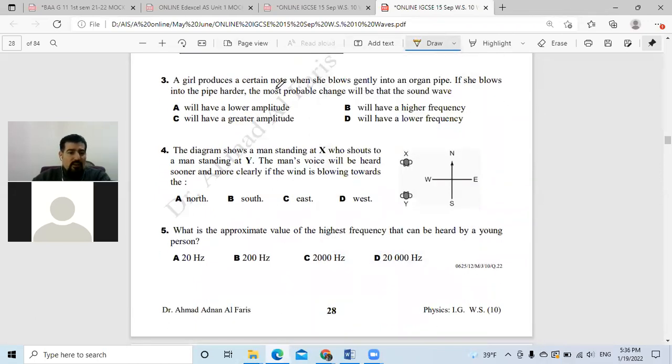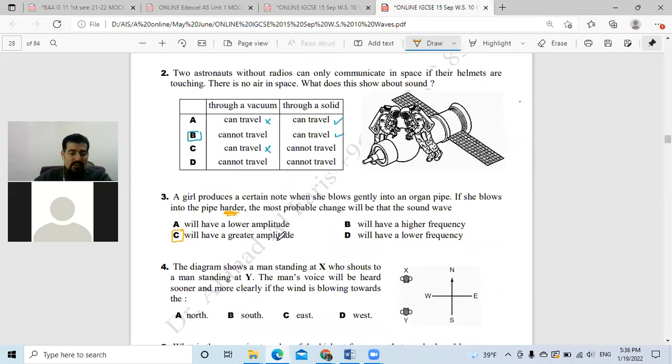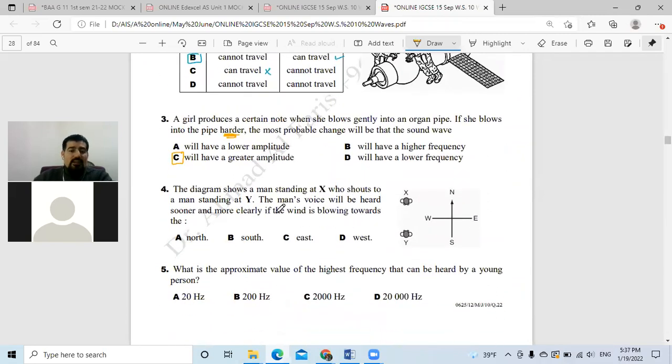Question number 3. Let's do it. A girl produces a certain note. She blows gently into an organ pipe. If she blows into the pipe harder, what is the most probable change to the sound? Louder, lower amplitude, greater amplitude, higher frequency, lower frequency? The correct answer is C. Yes, it will be greater amplitude, because I'm not changing the frequency here, I'm only changing the amplitude. It makes it louder.